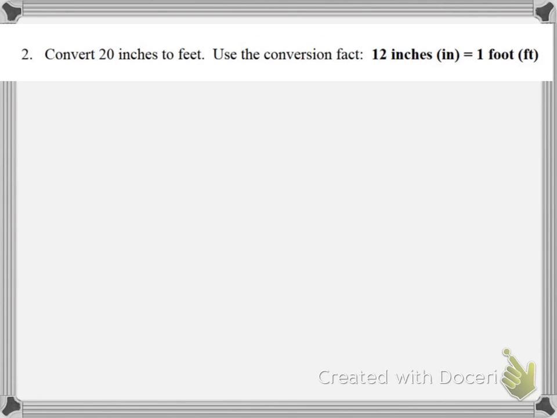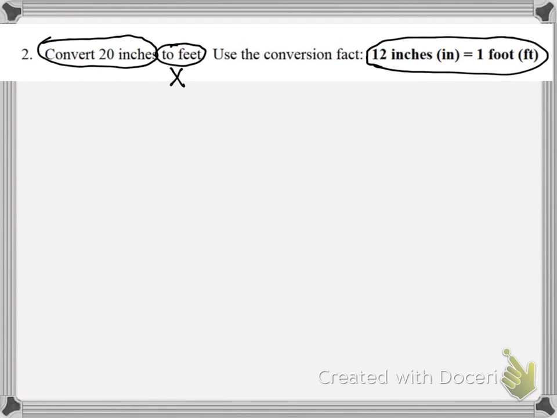So it says convert 20 inches. So I'm going to circle 20 inches to feet. And again, we're not sure how many feet that is, so we're going to put x here. And then our known ratio is that there's 12 inches in 1 foot. So let's get started. I'm going to write 20 inches over here, and my unknown quantity is feet. I don't know how many feet that is.